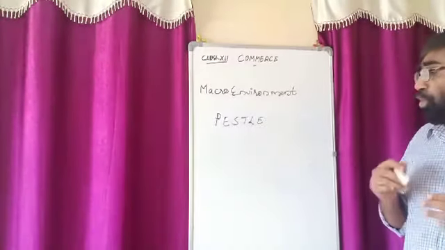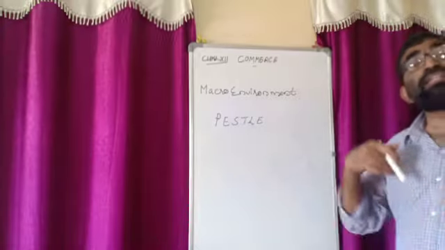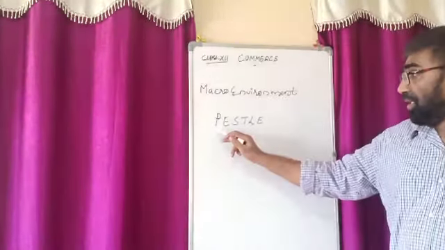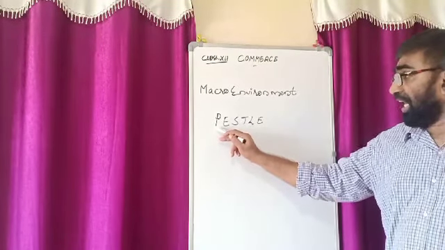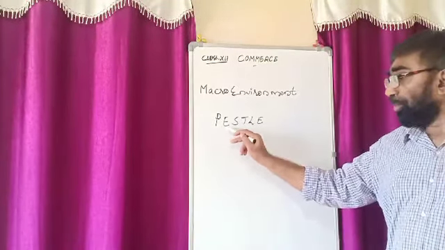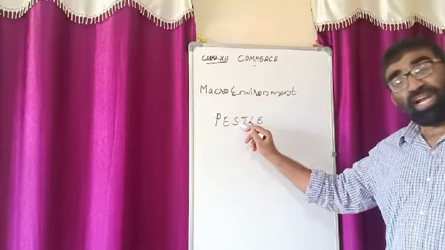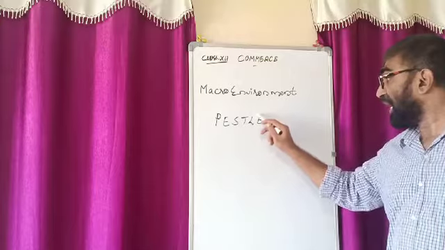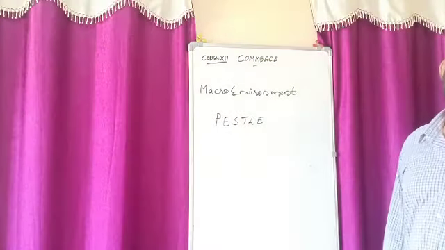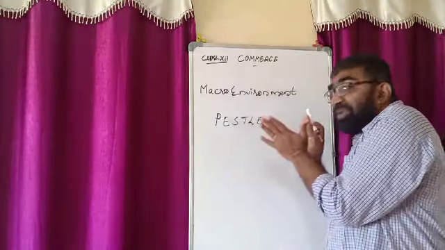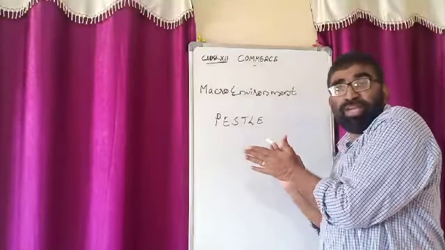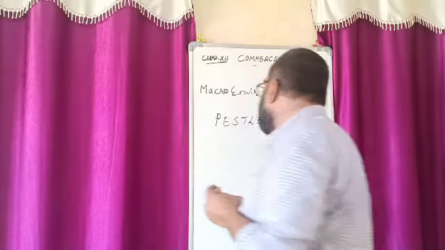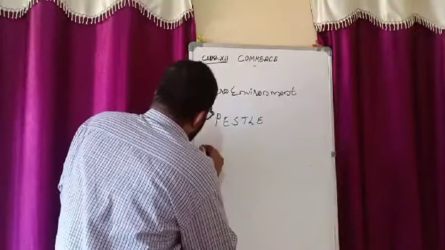So various elements of macro environment include political environment, economic environment, social environment, technological environment, legal environment, and natural environment. For describing the various elements of the macro environment, we can use this acronym PESTLE. So in PESTLE, first one is political environment.